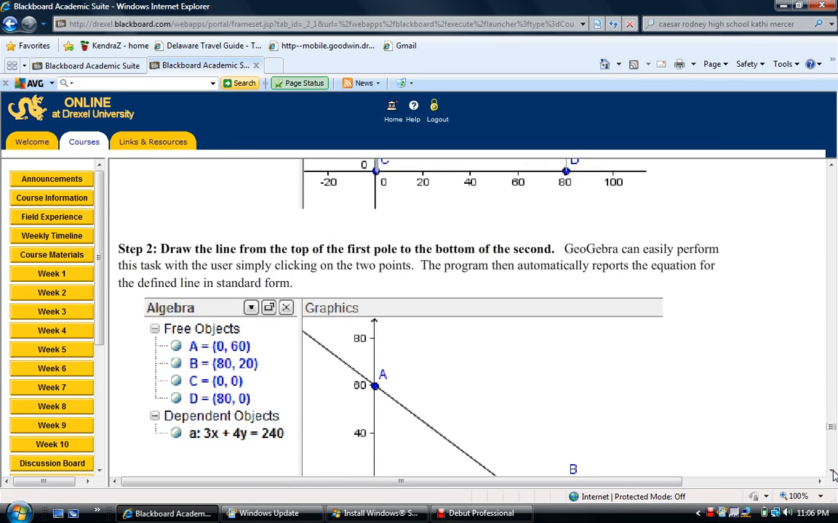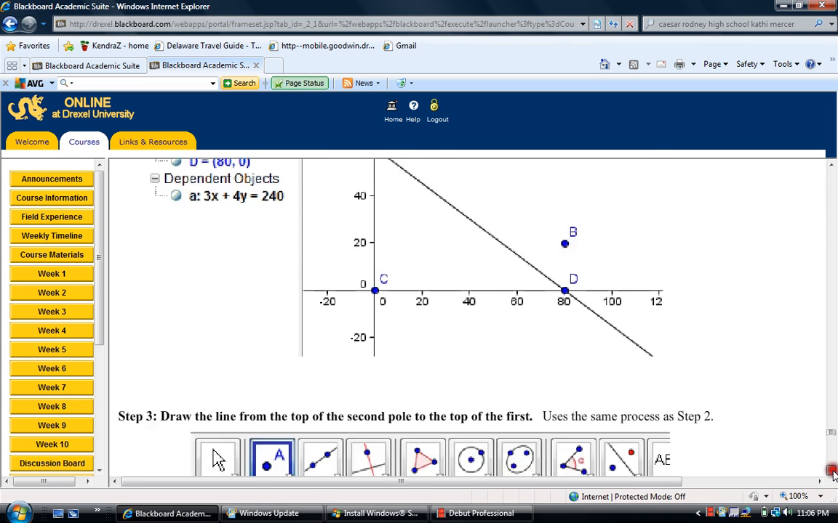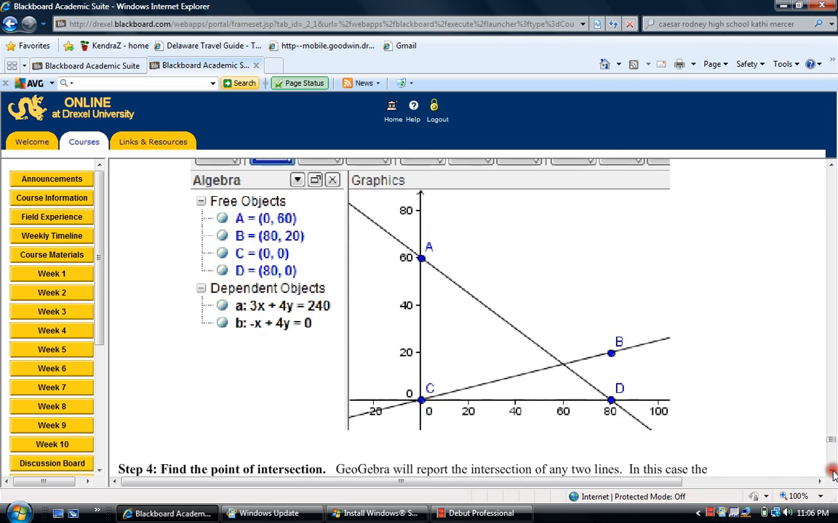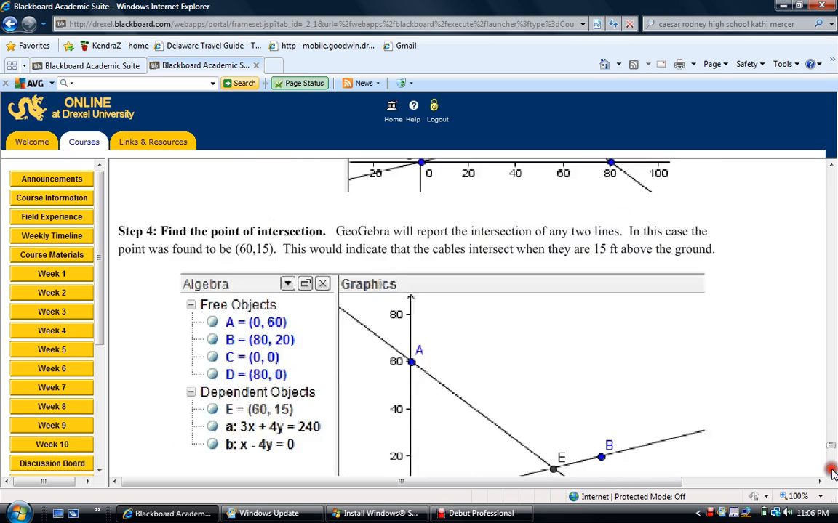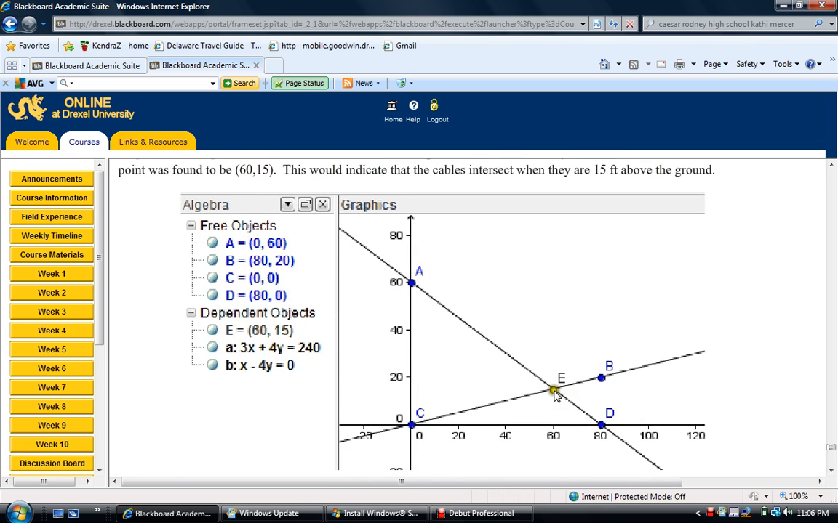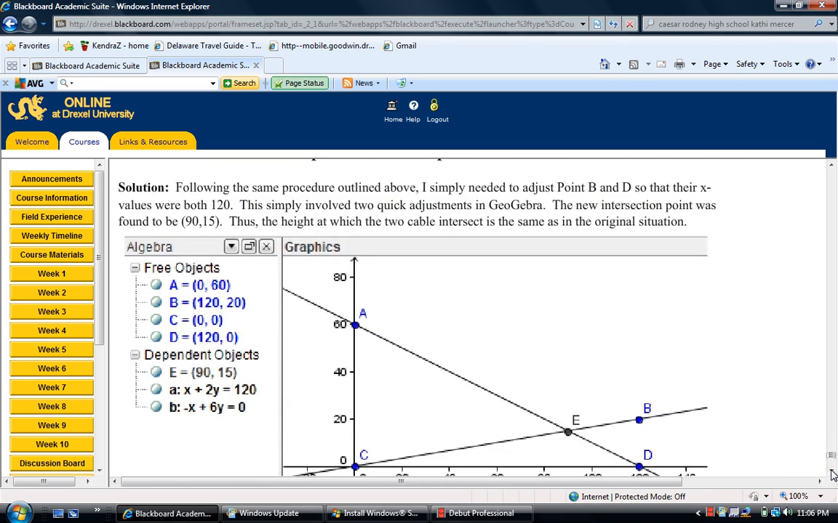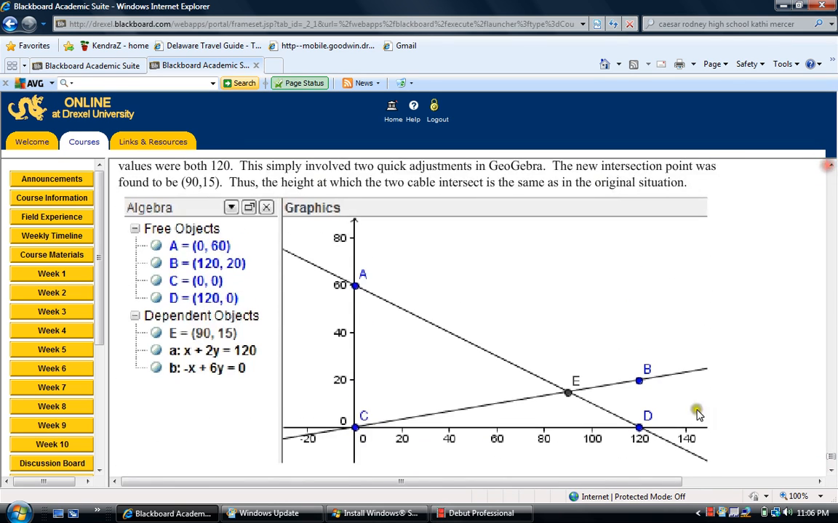Using GeoGebra, he plugged all the information into the computer, and here on step 4 found the points of intersection, which were (60, 15), the same points that Zach found, but here it's a different method, and I think it shows a little bit clearer on the picture. And then just for 120 feet apart, he did the same thing, solving for where they intersect, getting the same answers, just two different ways to look at it.